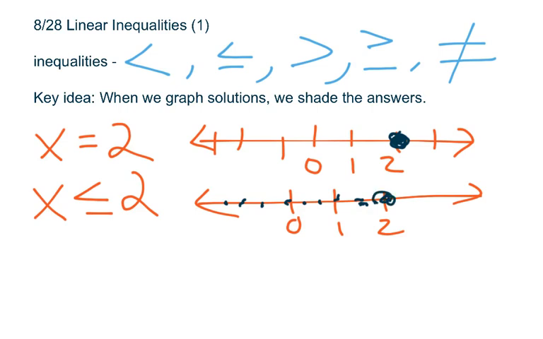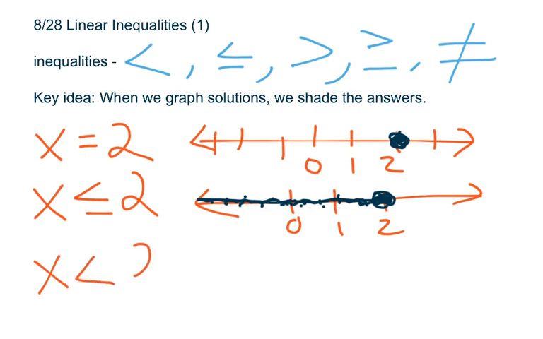Now, it's not very efficient for us to do lots of these dots. So what we will typically do is we'll just kind of make a little squiggly line indicating that we are shading. But it's the same concept as the line above. We shade in anything that makes the expression true.